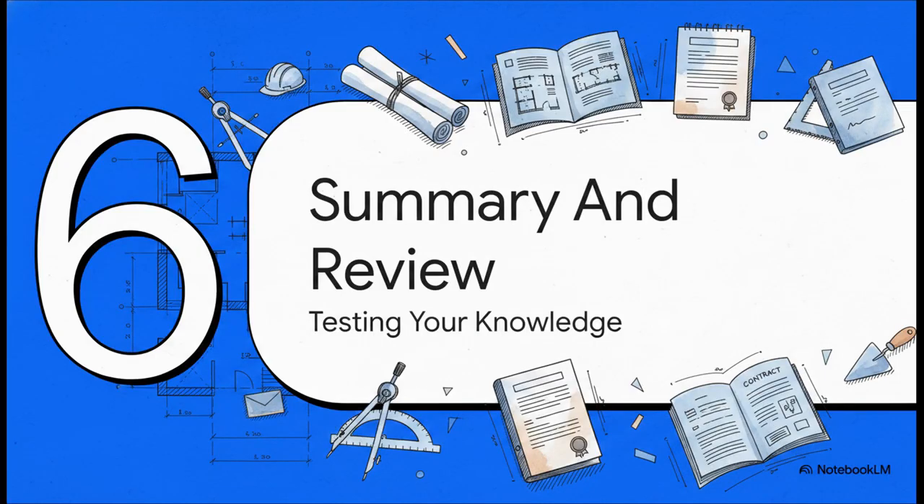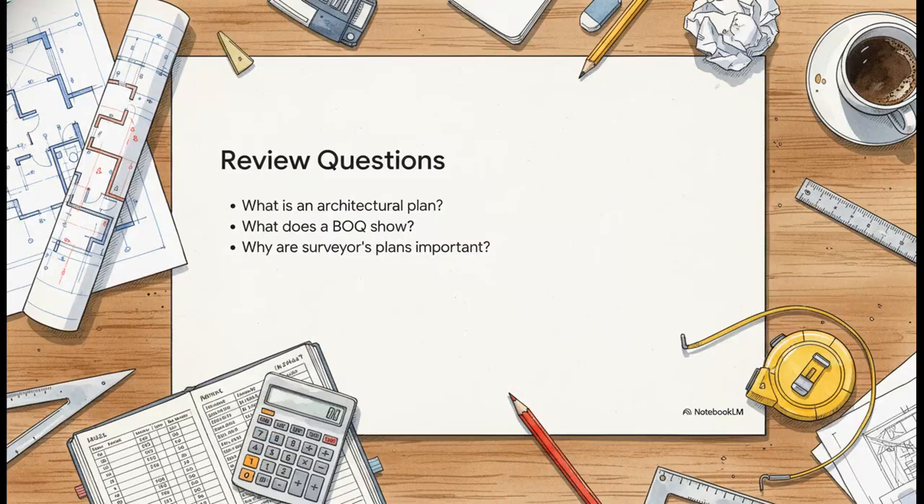And finally, Section 6, Final Summary and Review, Testing Your Knowledge. Let's just take a quick second to consolidate everything we've covered through a little act of recall. First up, what is an architectural plan again? Right. Those are the drawings that show what the final building will actually look like.